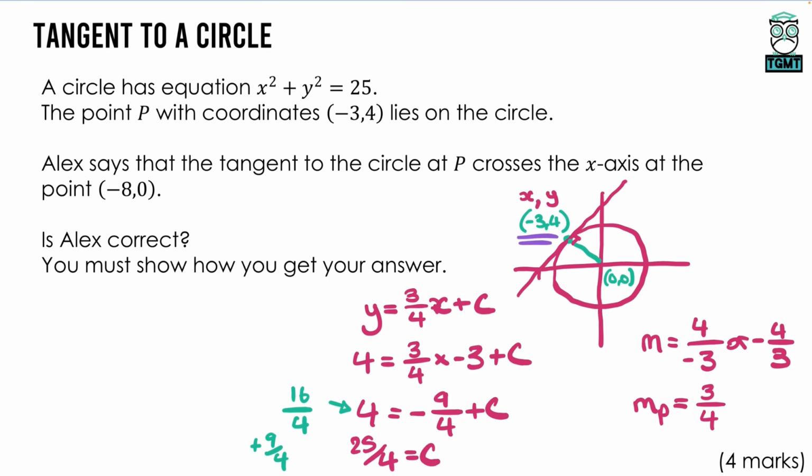I can now complete my line equation. So the line equation, putting this all together, now we know the value of c. We can put it just here. And our line equation becomes y equals 3/4 x plus 25 over 4.